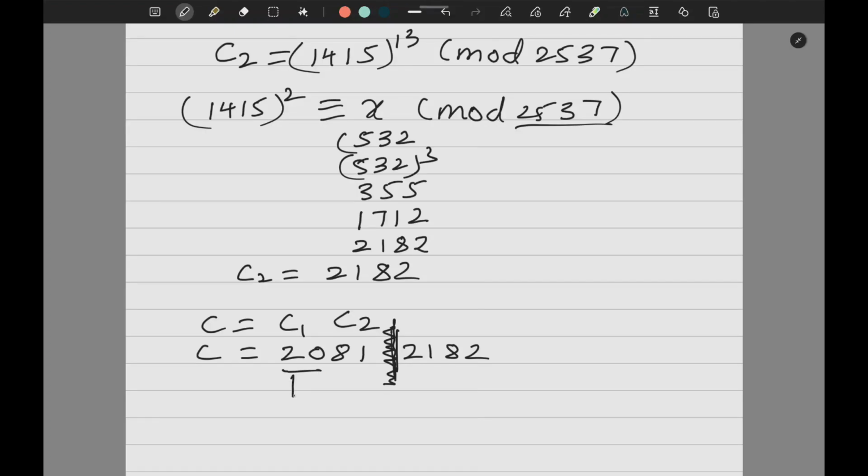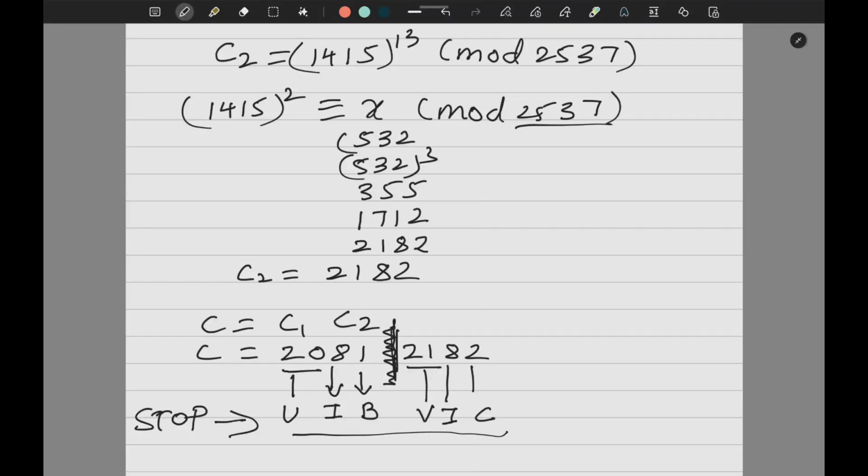Now 20 is what? 20 is U. You cross check this once. Okay. Then after 20, 81 is nothing because till 25 only I have. So 8 stands for I. This you should cross check once. Okay. Write ABCD numbers and then do. And 1 is equal to B. Same way 21 is equal to V. 8 is equal to I. And 2 is equal to C. So STOP was the plain text which got converted to your cipher text, which is UIB VIC. Okay, so this is our answer.